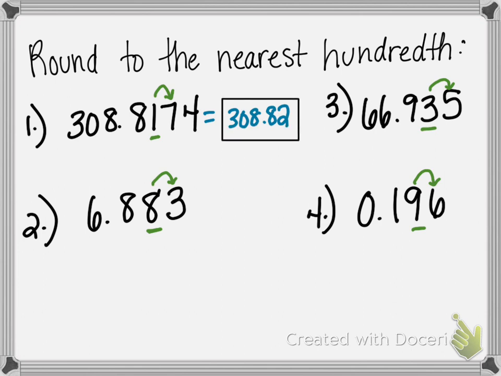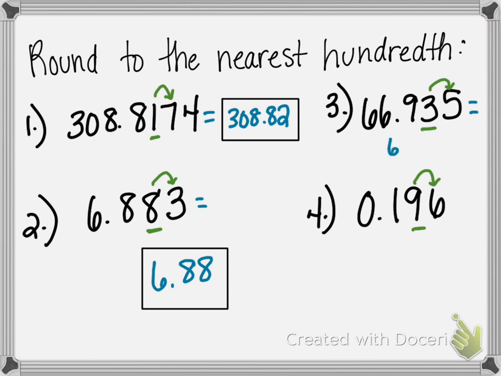Number 2, 68.883. Nicholas, what'd you get? I got 68.8. Good, 6.88. We look to the right. 3 is less than 5, so the 8 stays the same in our hundredths place. Number 3, 66.935. Brady, what'd you get for number 3? I got 66.94. Very good. So we rounded up the 3 because of the 5 next door.